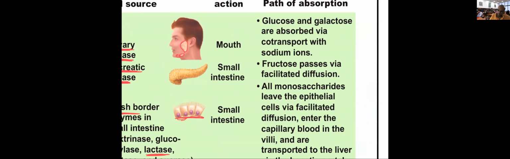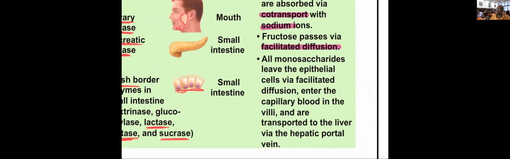So let's read this part on here. The glucose and galactose are going to be absorbed by co-transport with sodium ions. The fructose is going to be passing by facilitated diffusion. All the monosaccharides now kept inside the epithelial cells will pass by facilitated diffusion to enter the capillary blood and be transported again to my liver through the hepatic portal vein. Any questions?